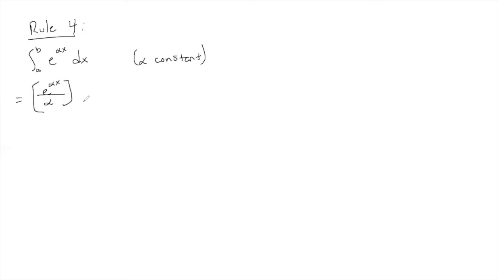All right, so a general rule, rule 4, is that the integral from a to b of e to the alpha x, I'll use the same notation again, alpha constant, is e to the alpha x over alpha, evaluated on a to b.